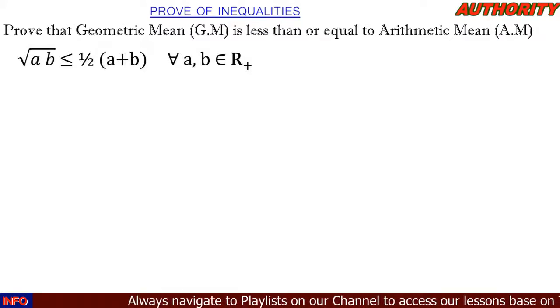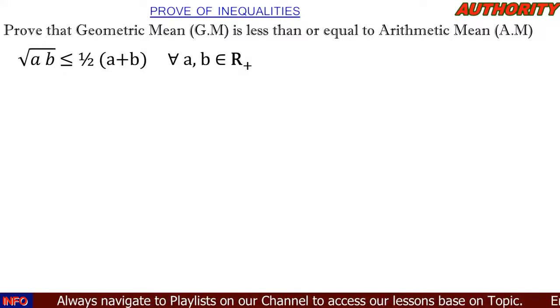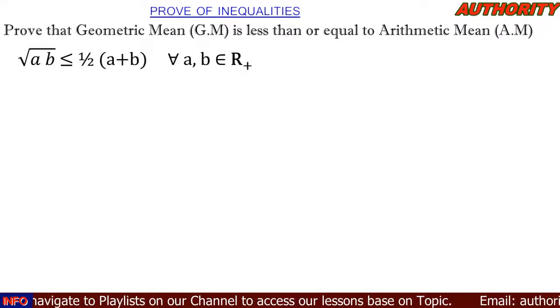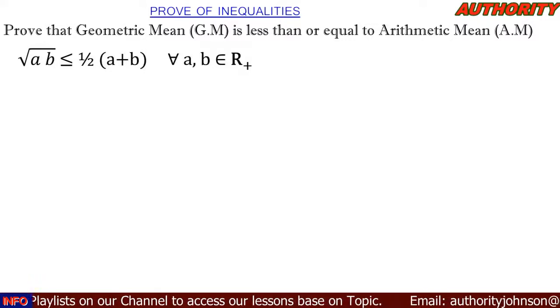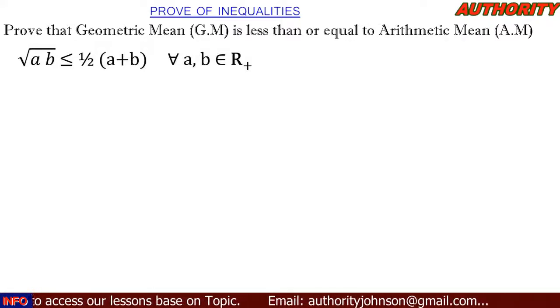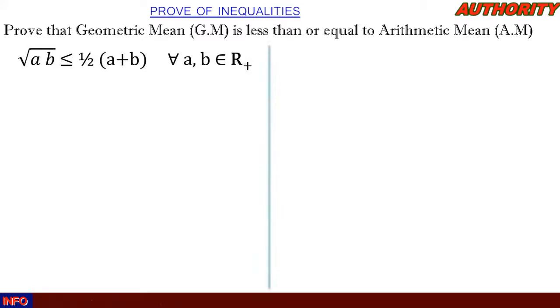So we say that we are asked to prove that square root of AB is less than or equal to half of A plus B for all A and B are positive real numbers. Now let's go. Here, what are we going to do?